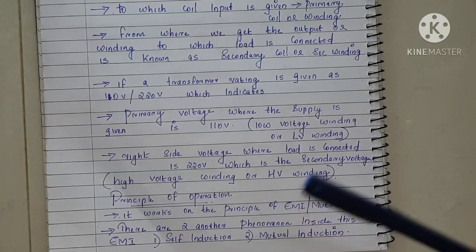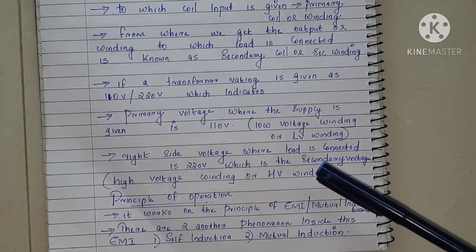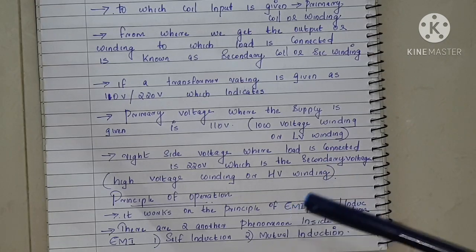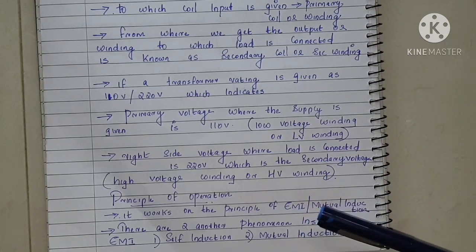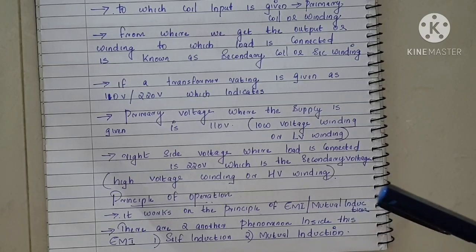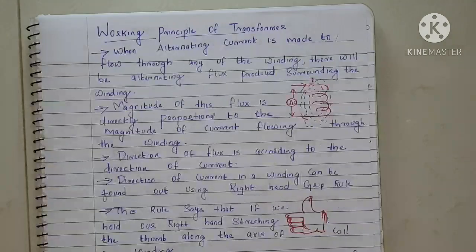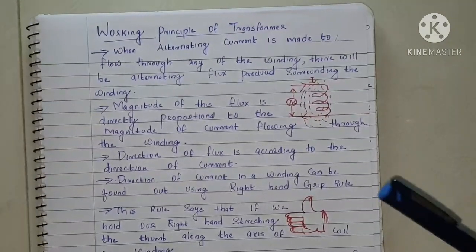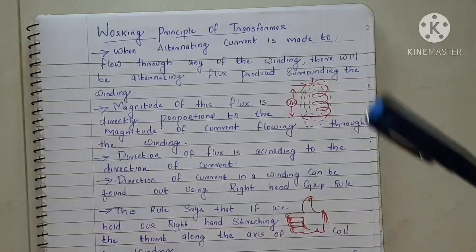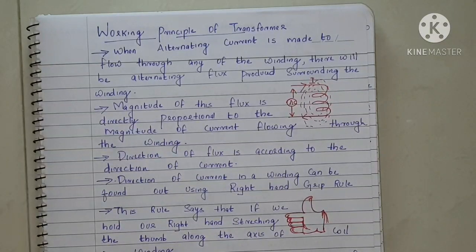Next is the principle of operation of a transformer. A transformer works on the principle of electromagnetic induction in the form of mutual induction. That is, in electromagnetic induction itself, there are two phenomena: one is self-induction and the second one is mutual induction. Next, we'll discuss the working principle of a transformer in detail.